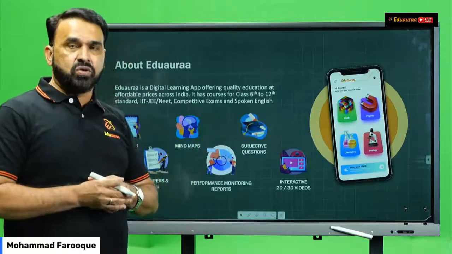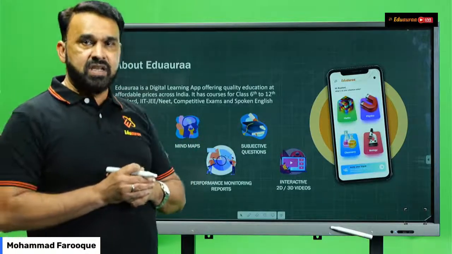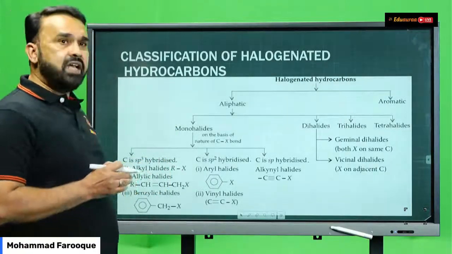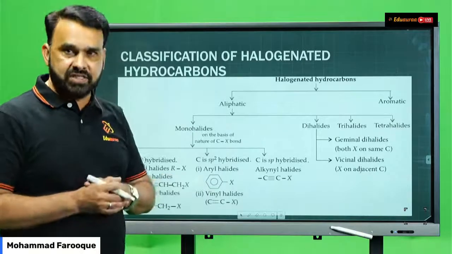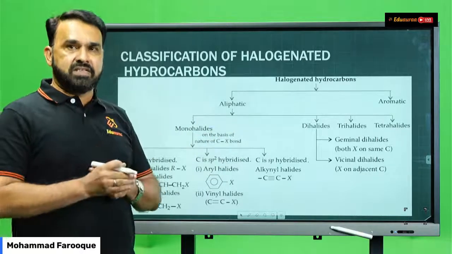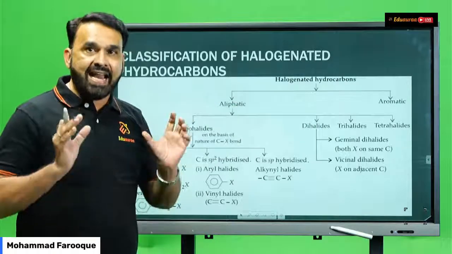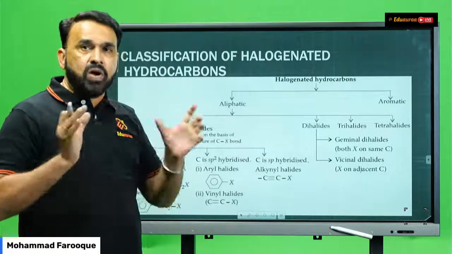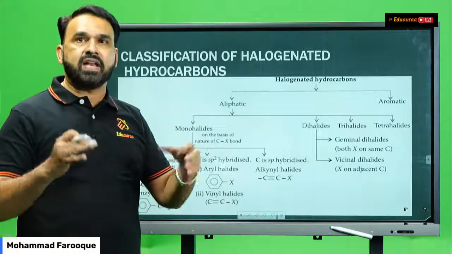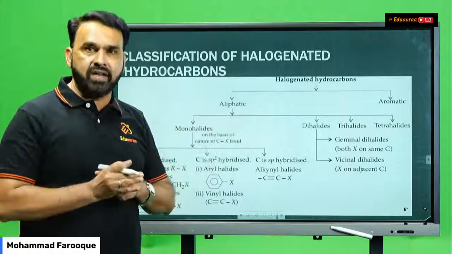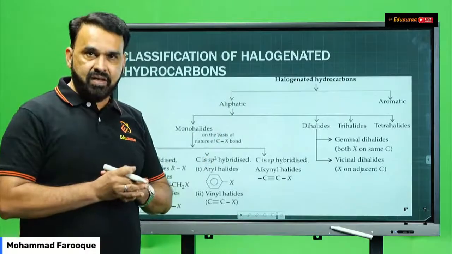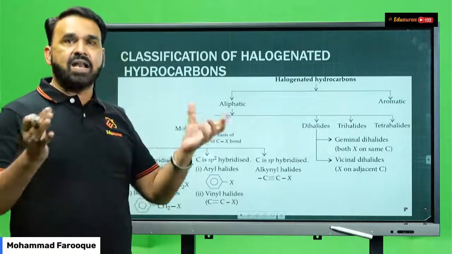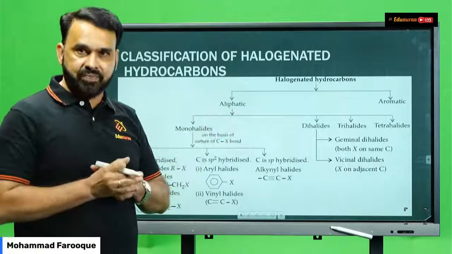Yes, students? So to begin with today's chapter, let us go ahead. We are going to study haloalkanes and haloarenes. As the name of the chapter says, these are halogen derivatives of alkanes and halogen derivatives of arenes. That means if you remove a hydrogen atom of an alkane and replace it with a halogen atom, fluorine, chlorine, bromine, or iodine, it becomes a haloalkane. Remove one hydrogen atom from a benzene ring and add a halogen atom, it becomes an aryl halide.